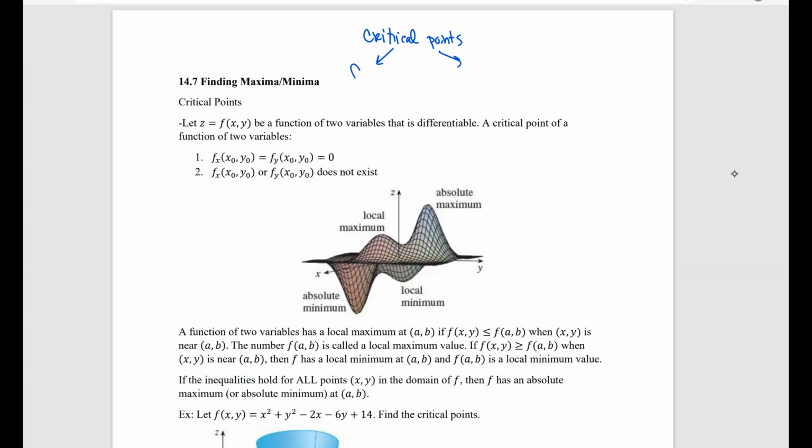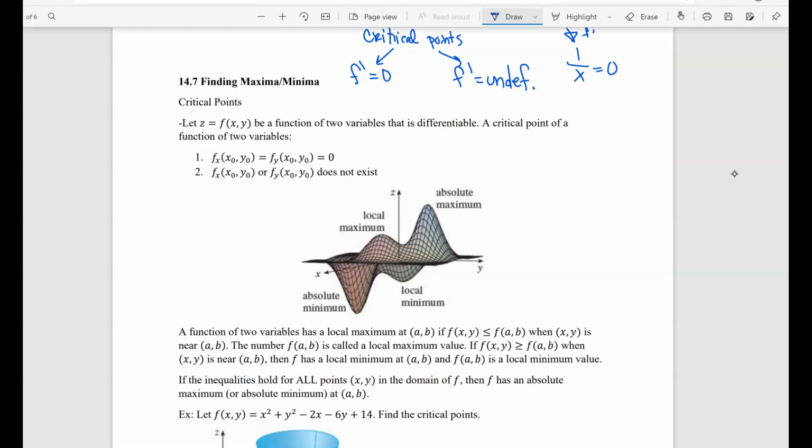So you either take the derivative, set it equal to 0, and solve for the values of x, or you found whenever the derivative is undefined. So if the derivative was undefined somewhere, then in that case, you could have a potential critical point there. All right, so some examples would be if you had like 1 over x, if this was a derivative, for example, then at x equals 0 this derivative is undefined. So x equals 0 would be a critical point.